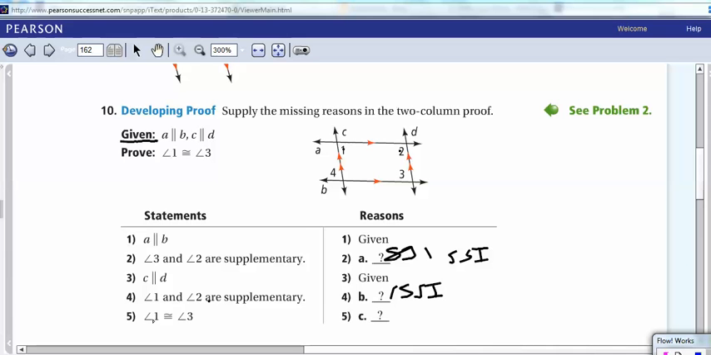And then why is 1 congruent to 3? Well, think about it for a minute. If 3 and 2 add up to 180, and 2 and 1 add up to 180, doesn't 1 have to be the same as 3? Does that make sense? If angle 3 and angle 2 have to add up to 180, and angle 2 and angle 1 have to add up to 180, then that means angle 1 has to equal angle 3. And that's what you're going to explain down there.